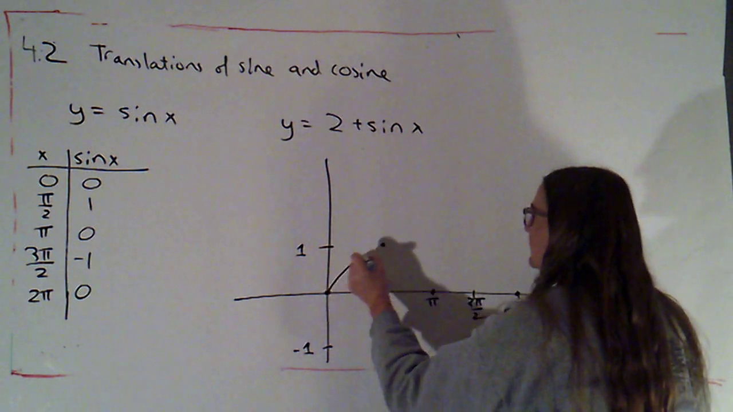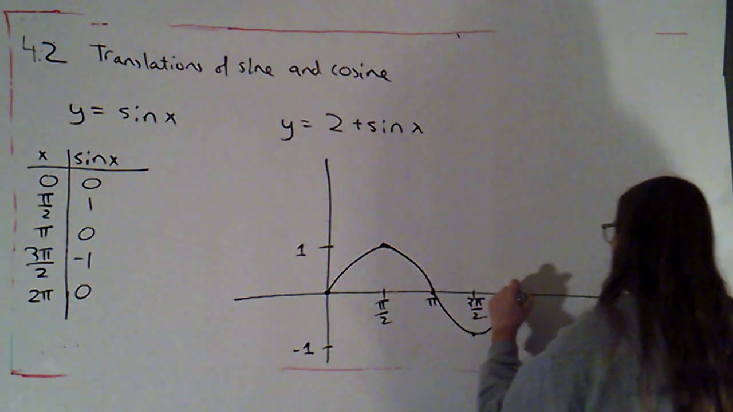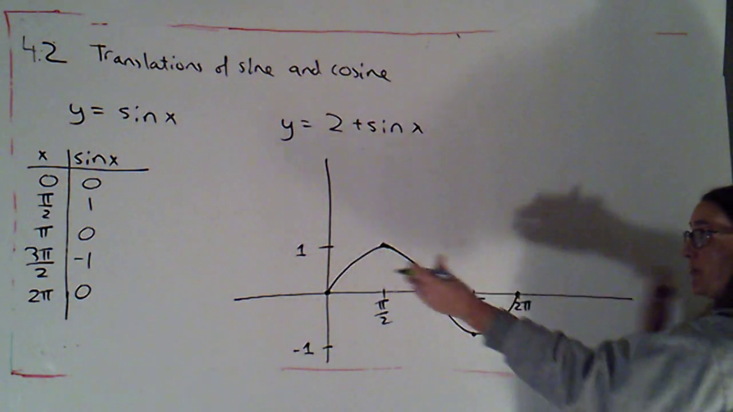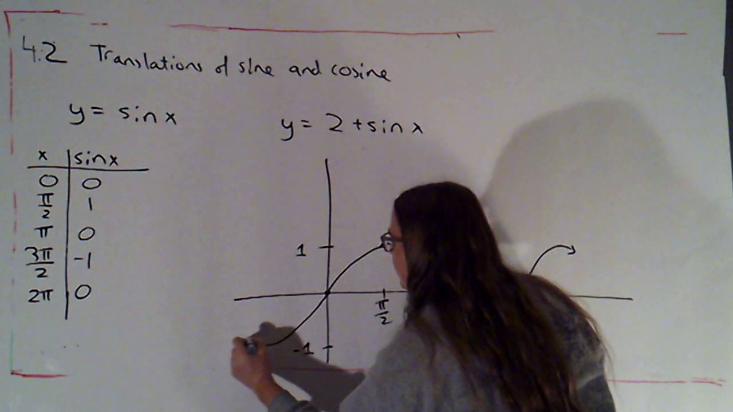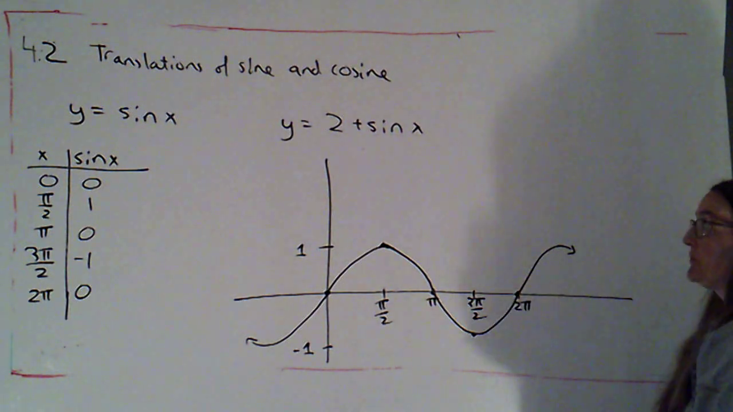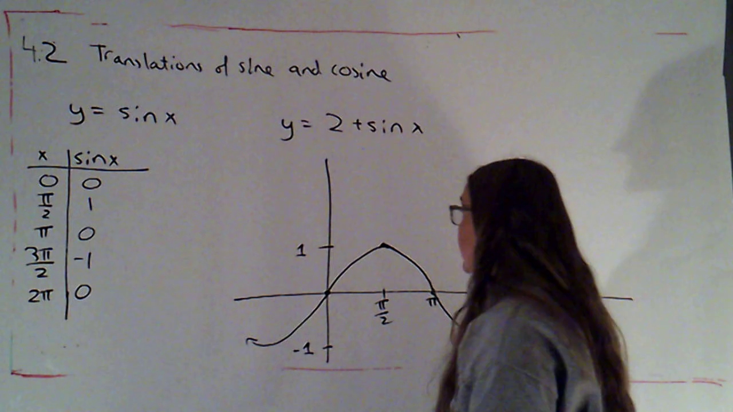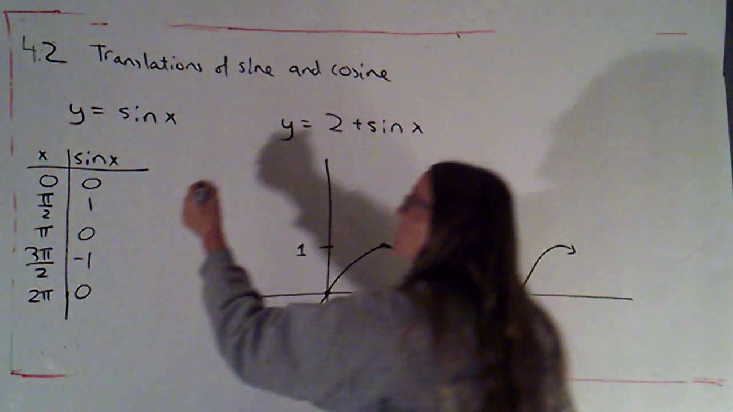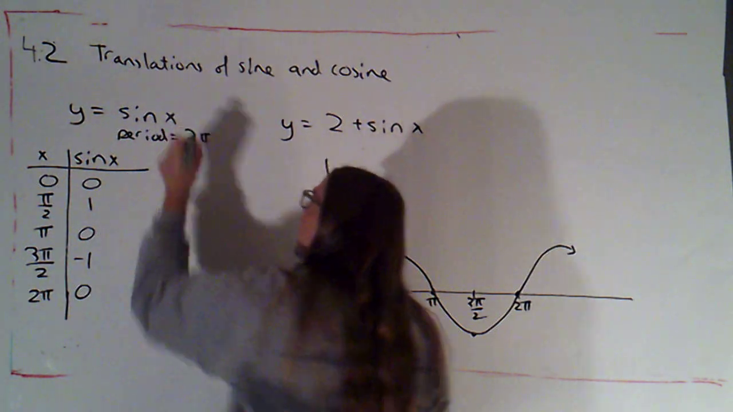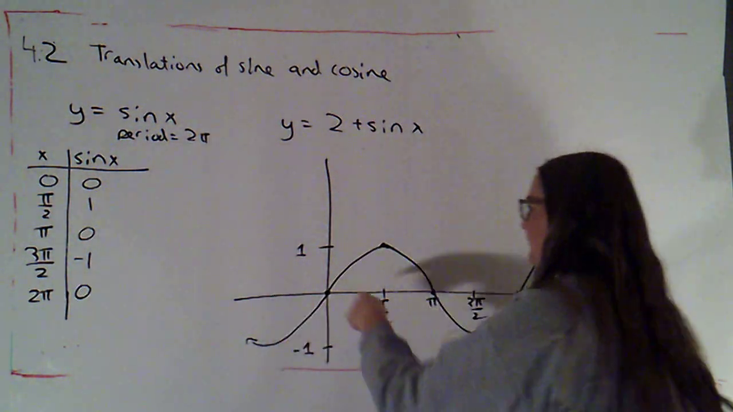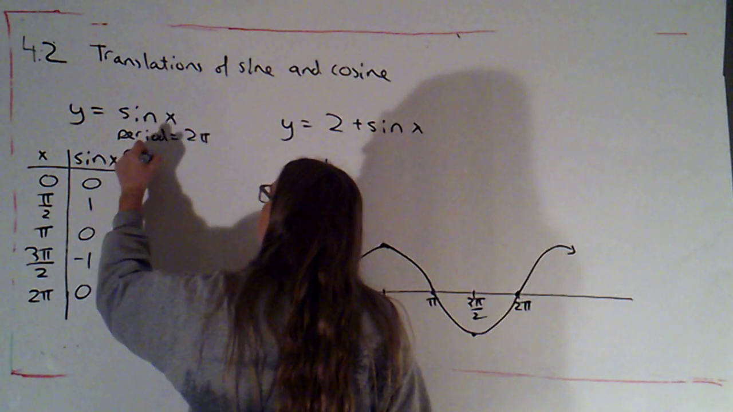And so then I can connect this with a nice smooth curve. And don't stop there. Remember, this goes on forever. So I do want to see the arrows that indicate that the pattern continues. Okay. All right, so that's y equals sine of x. And just to remind us, with y equals sine of x, the period is 2 pi. That's the length of the interval that it takes for it to do its thing one time. And the amplitude is 1.